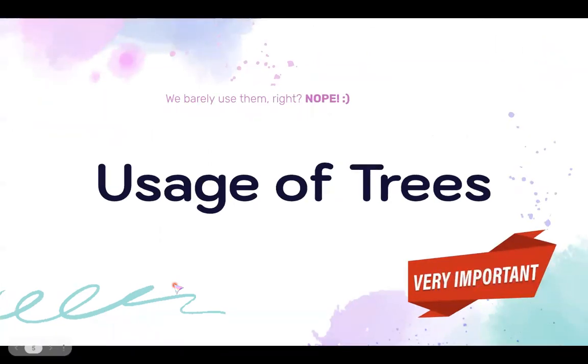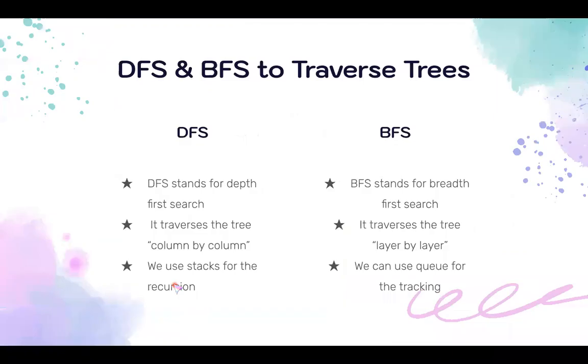Now, how do we really use trees? We barely use them, right? Nope, they're actually very important. So here are just two ways to traverse the trees: DFS and BFS. We're using these two algorithms to traverse the tree, which is basically like going through every single node inside of the tree. So DFS basically stands for depth first search. It traverses the tree column by column, and we can use stacks for that recursion. And BFS stands for breadth first search. It traverses the tree layer by layer, or you can say row by row, and we can use queues for the tracking.